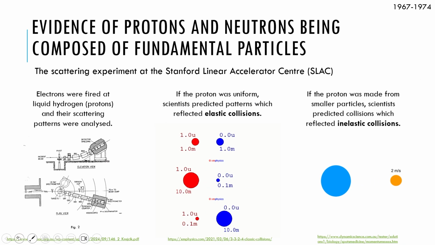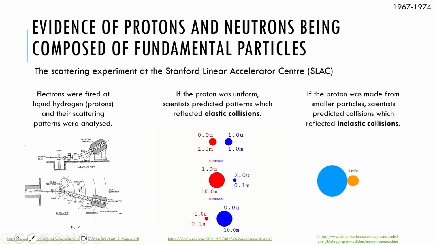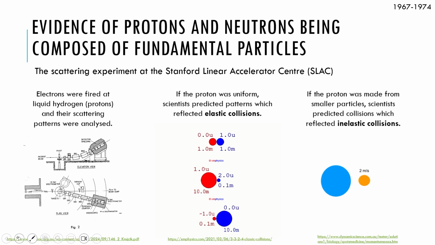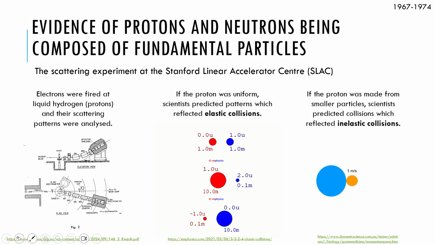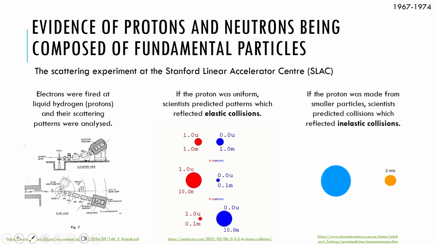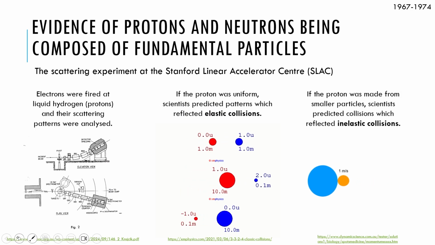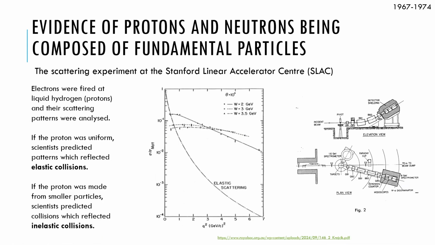essentially liquid protons. And by analysing the particles which came out of the liquid hydrogen and looking at their scattering patterns as well as their momentum, we were able to analyse the interaction between the electrons and the proton. If the proton was composed uniformly, scientists predicted that the electron would collide with the proton elastically. However, if the proton was made of smaller components, the collisions between the electron and the parts of the proton would be inelastic. From this experiment, these were the graph of results.